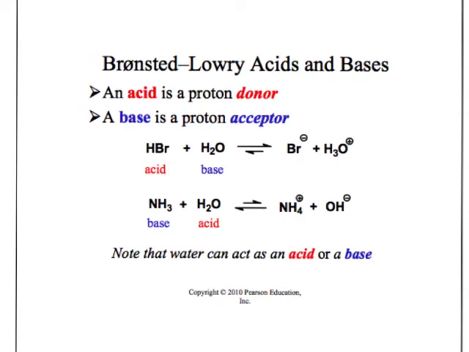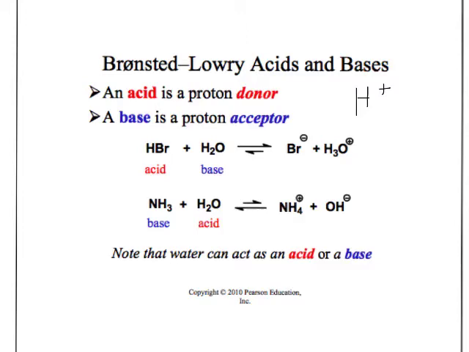We talked about Bronsted-Lowry acids and bases in class, but I thought I would just review the ideas a little bit more. In the Bronsted-Lowry system, an acid donates a proton, and you remember that when we say a proton, we are in fact talking about a hydrogen ion. So a proton and hydrogen ion mean the same thing.